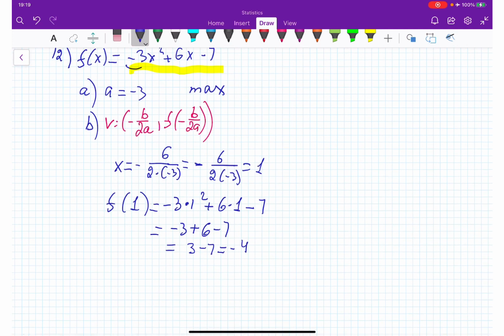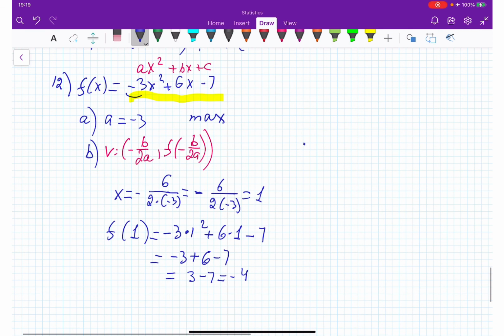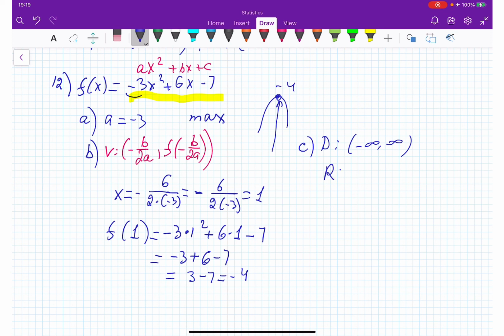And lastly, the domain is going to be negative infinity, positive infinity. But since we have a maximum, what's going to be the range? It's going to come from negative infinity and hit the ceiling, which is going to be negative 4, right? So it's going to be negative infinity coming to negative 4, which is going to be included. That's why we put square brackets. Okay, last question.